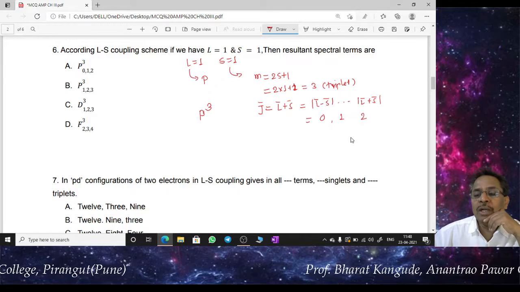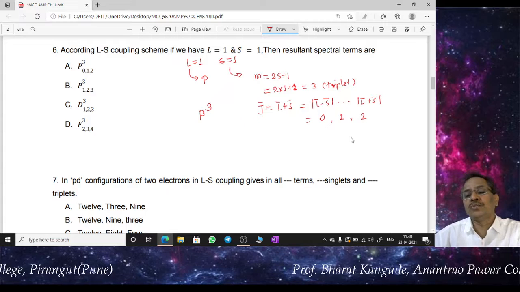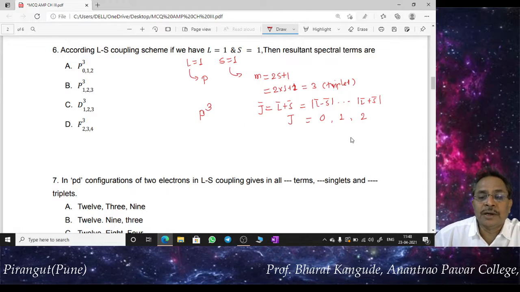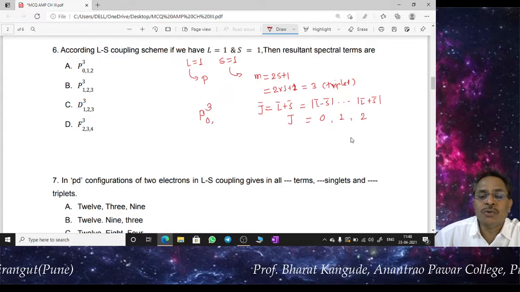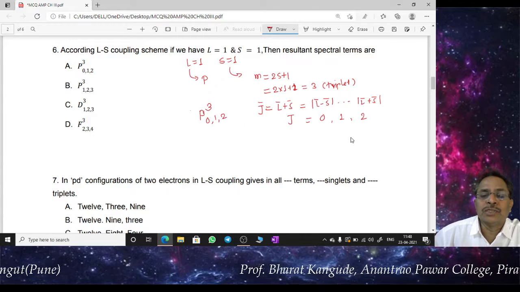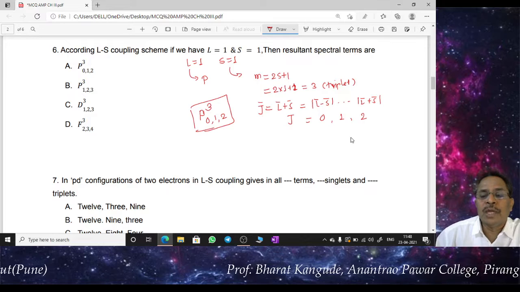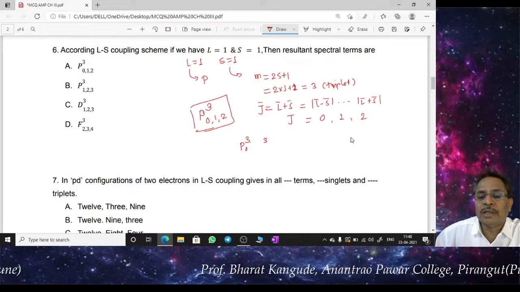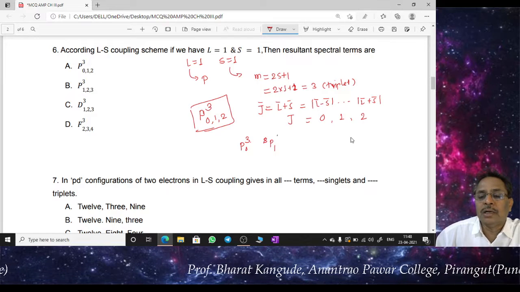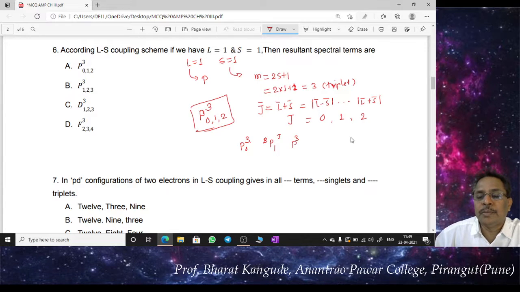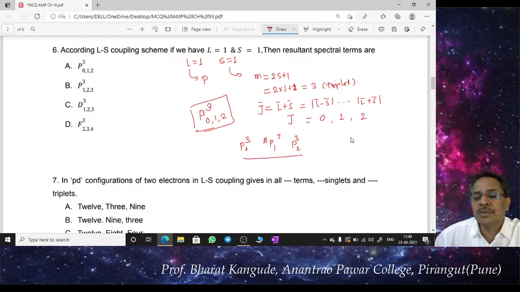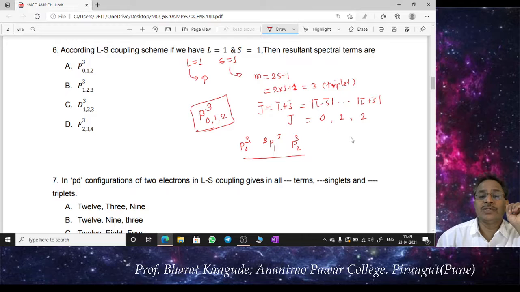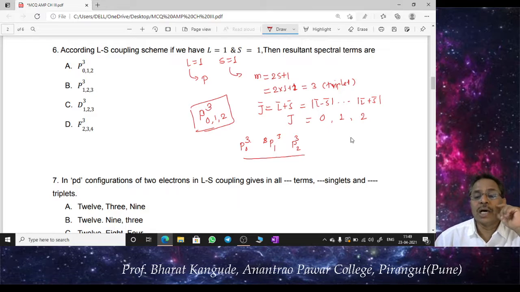So 0, 1 and 2, these are the three different values possible for J, and therefore in the term values we are writing triplet P, and this is 0, 1 and 2. So these are the term values we obtained. Actually we will have triplet P0, then triplet P1, and finally triplet P2. These are the three possible term values when capital L and capital S are equal to 1. The resultant term values are shown like this.